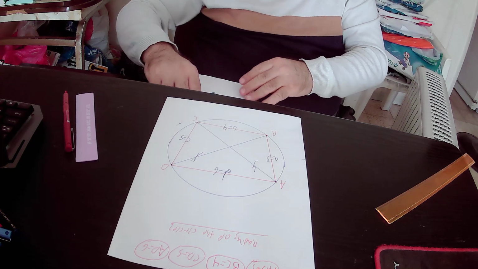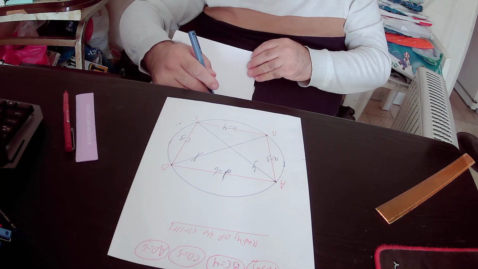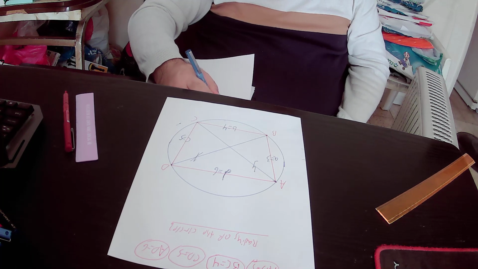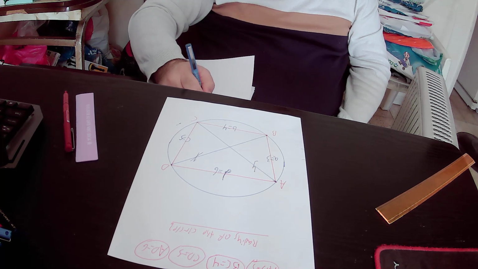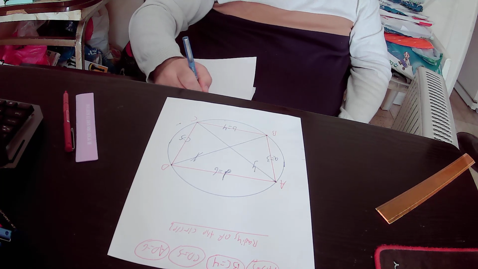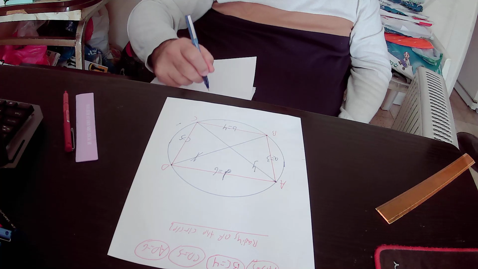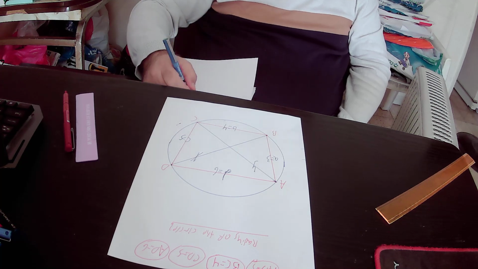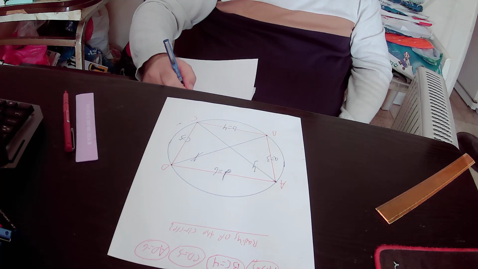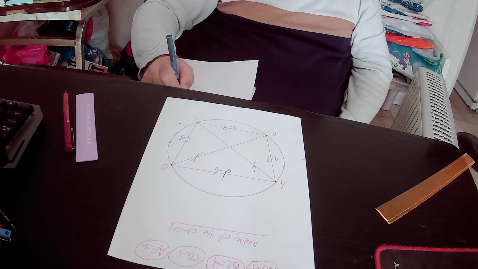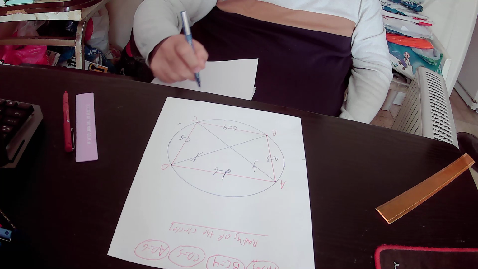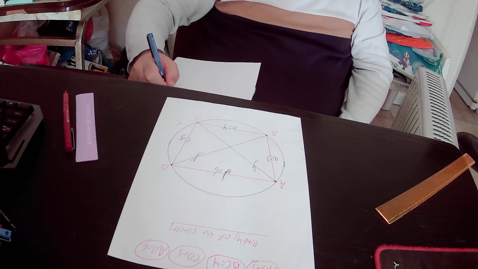So I'll write it down. The area of quadrilateral ABCD, according to equation number 2, will be equal to the area of triangle BDC plus the area of triangle ABD.